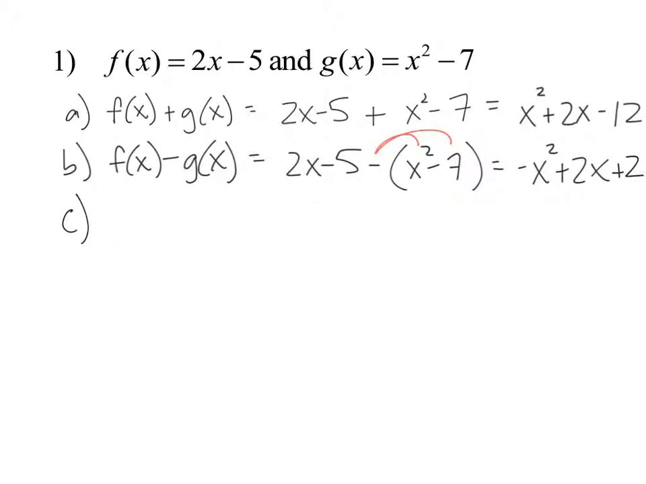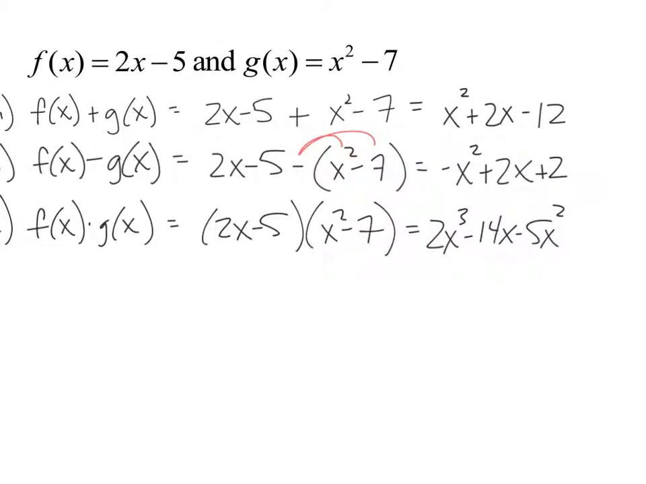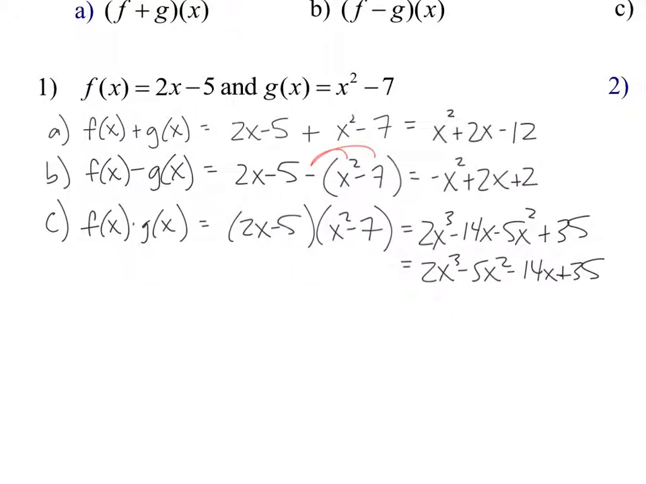Then C says to multiply them, f of x times g of x, which in this case means we're going to FOIL. So we have 2x minus 5 and we have x squared minus 7. So that's going to give us 2x to the third minus 14x minus 5x squared plus 35. You could reorder those so they're in descending order. That would mean 2x to the third minus 5x squared minus 14x plus 35. Do I have to factor or do anything else? No, we're done. In this case, there weren't any like terms to be combined.